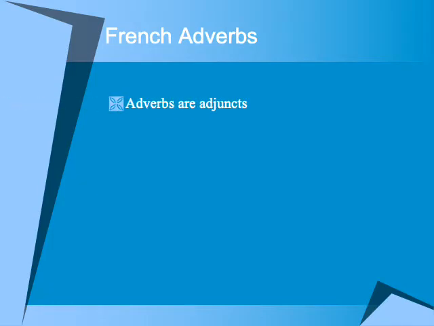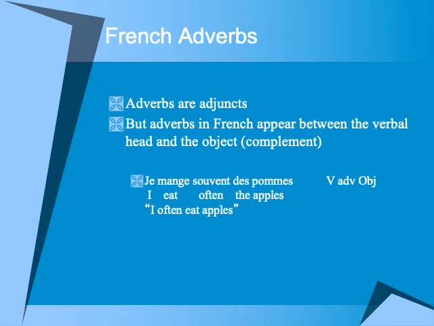Before we talk about Irish word order, I want to touch upon French adverbs first. As you know, adverbs are adjuncts. But adverbs in French appear between the verb head and the object. Let's look at the sentence below. In this sentence, I eat often the apples. What you notice is that the adverb often, in French it's souvent, appears between a verb and its direct object.